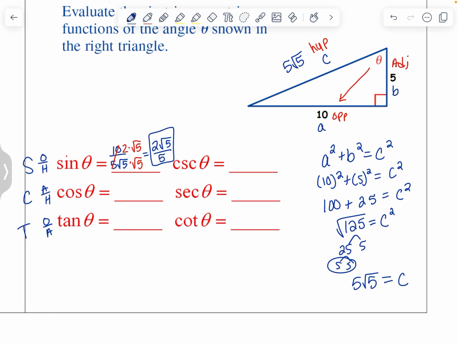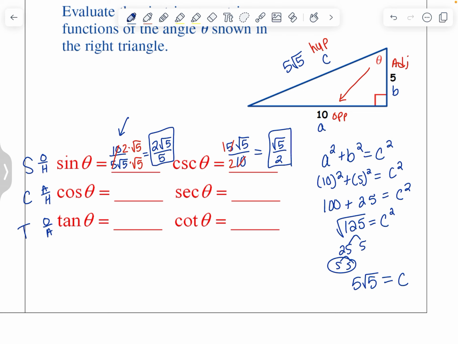Now, for our reciprocal function, go back to the original and take the reciprocal of that. So 5 square roots of 5 over 10. Then simplify: 5 over 10 is 1 over 2. So square root of 5 over 2 for that one.